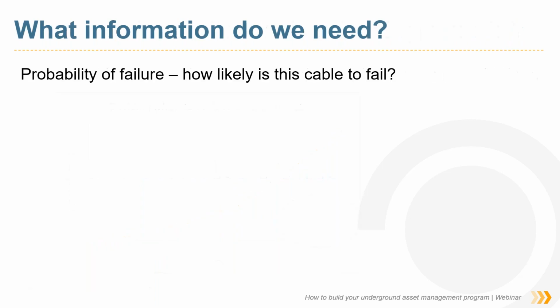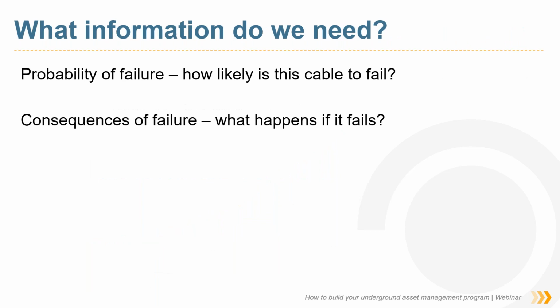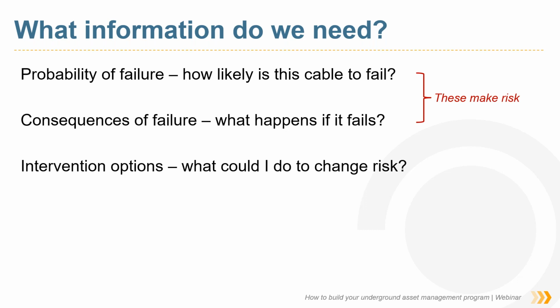We want to be able to do this calculation for real. We're going to need to have some information on hand. So what do we need? Well, you need to know about the probability of failure. How likely is the cable to fail as it gets older? And you need to know what happens if it fails. So it's going to be things like, what is the cost to repair it? What are the customer effects? What are potential safety effects and so forth? And these two together comprise risk. Probability times consequences is risk. And so that's that orange curve we were looking at before. And then you need to know, what are your intervention options? What could I do to change risk?